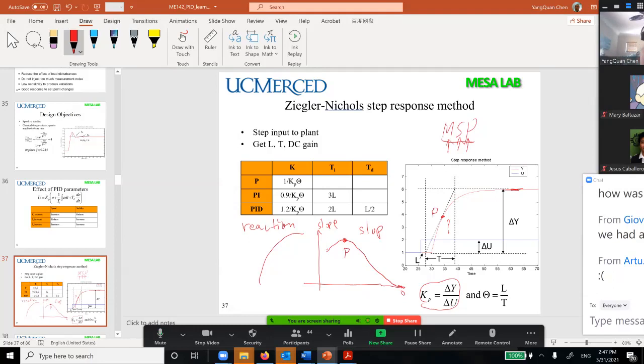Then once you identify that, you draw a tangent. So it's this tangent. Then you check what your L is, what your T is. Then L divided by T will give you theta. Use Kp and theta and L also. You can decide from the table. If you want a P controller, just use proportional, then your gain should be like this.